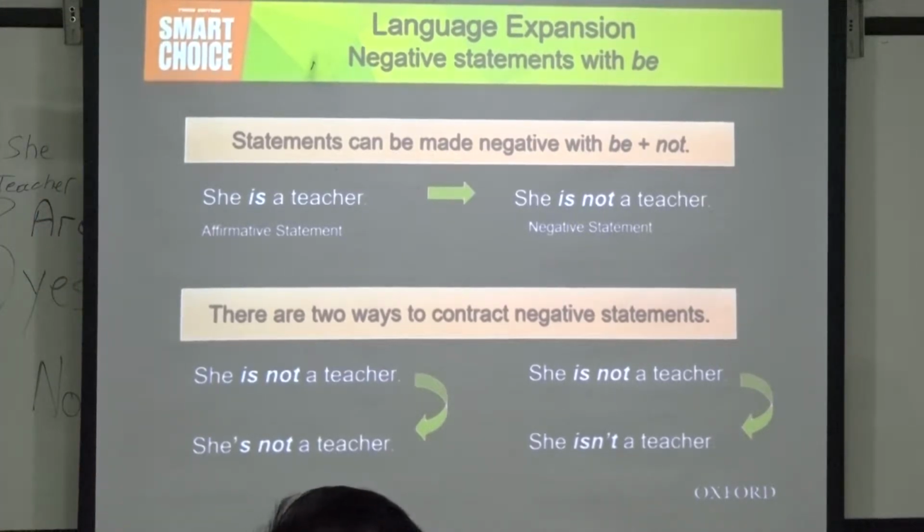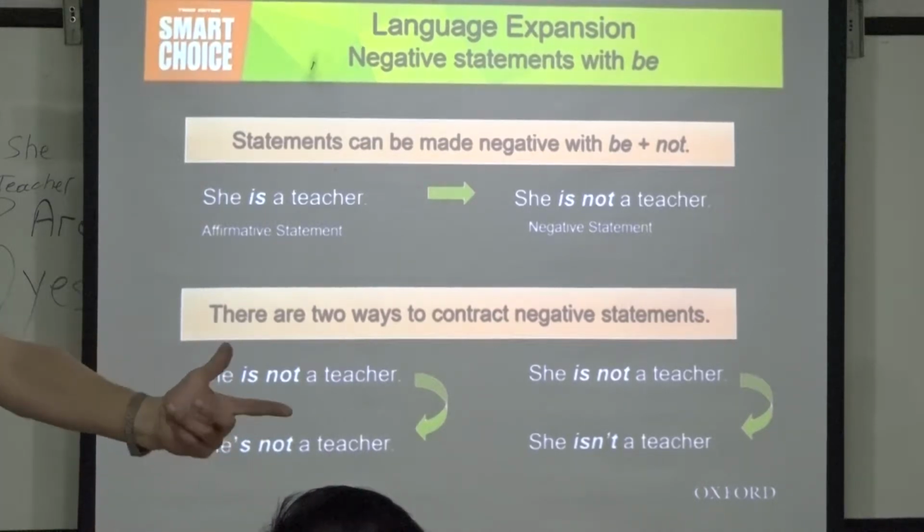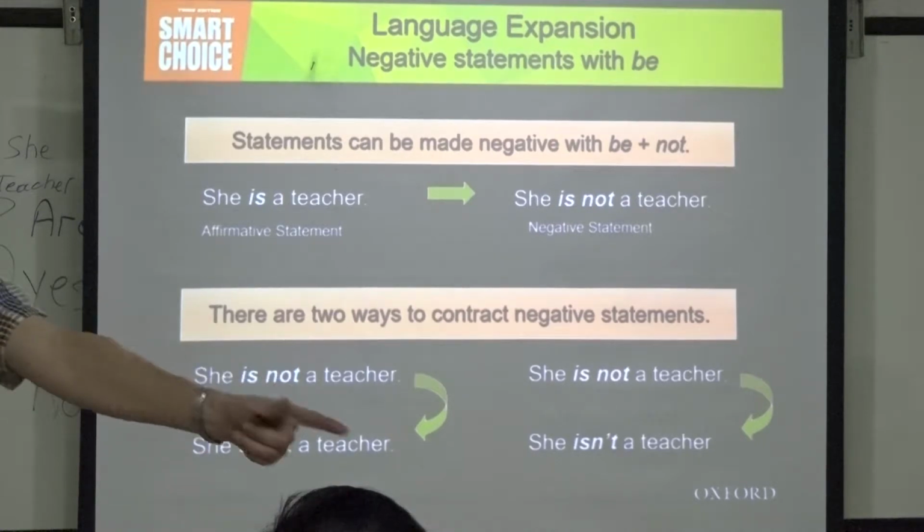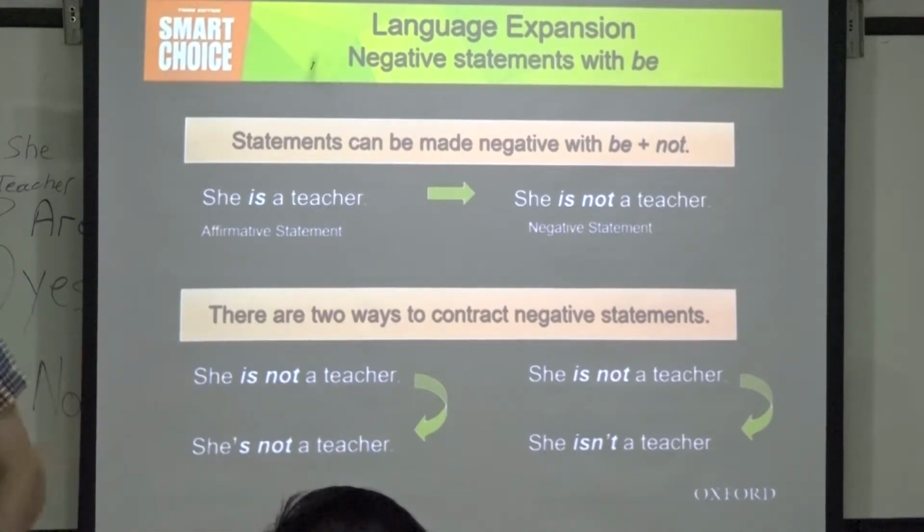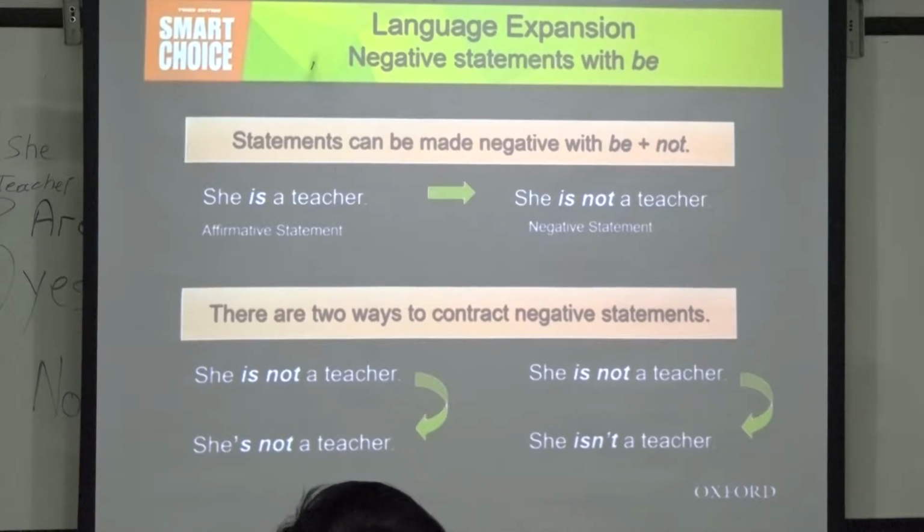Is she a teacher? Is she a student? Is he a student? Oh, she is a student. Okay, is she beautiful? Yes, she is. No, she's not beautiful. She's very beautiful.